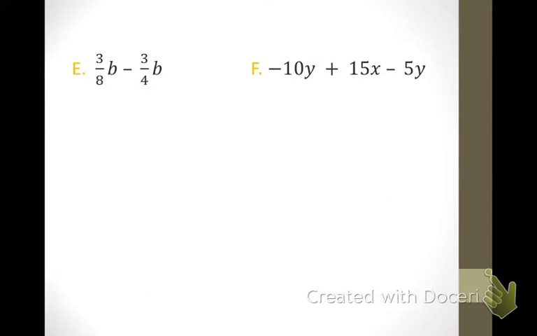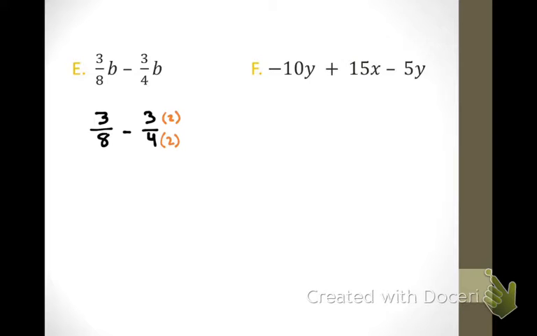Looking at problem E. Class, what family is that in? The B family. Okay, so we know our answer is going to be something B. Right now I want to focus on the coefficient. Remind me again, what's a coefficient? The number part of a variable term. So I'm just going to focus on the number part. 3/8 minus 3/4. When adding and subtracting fractions, what do I have to have? Common denominator. What's my common denominator? 8. So I'm going to multiply this side by 2 to get the common denominator.